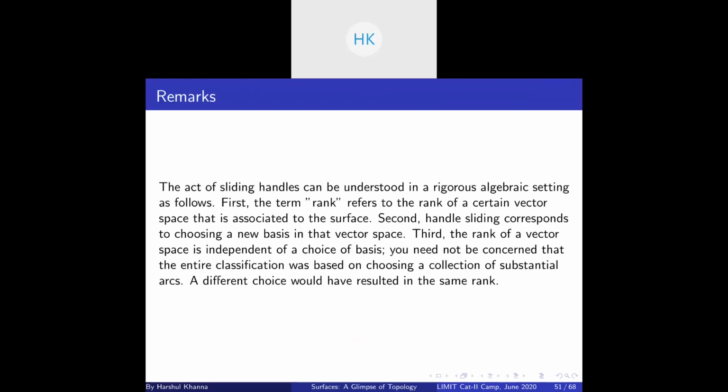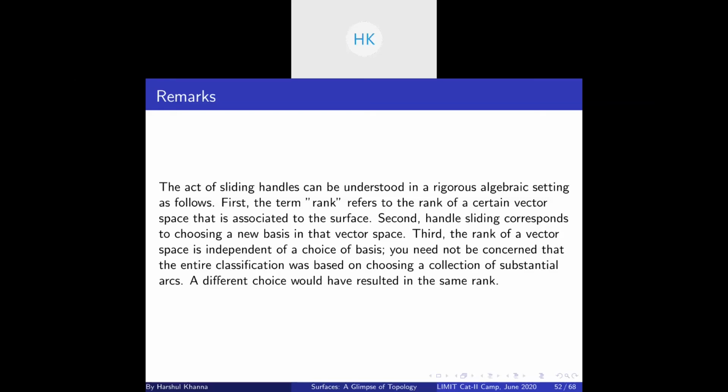Now, remarks. These are very important, but out of scope of this talk to discuss. So, the act of sliding handles can be understood in a rigorous algebraic setting as follows. First, the term rank relates to a certain vector space. That's why we use the word rank, because it refers to the rank of a certain vector space that is associated to the surface. Second, handle sliding corresponds to choosing a new basis in that vector space. Third, the rank of a vector space is independent of the choice of basis.